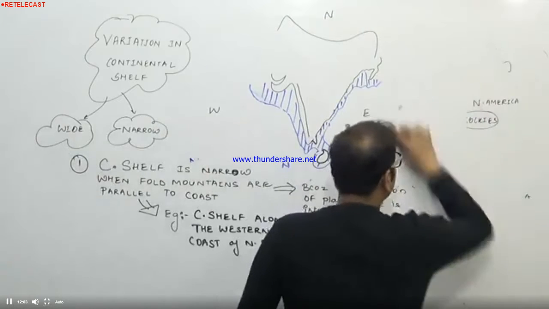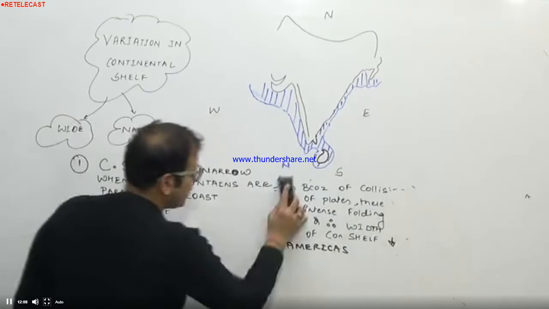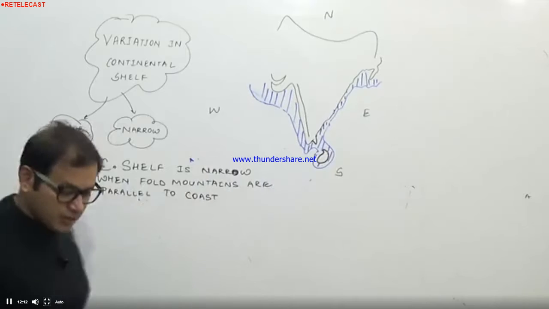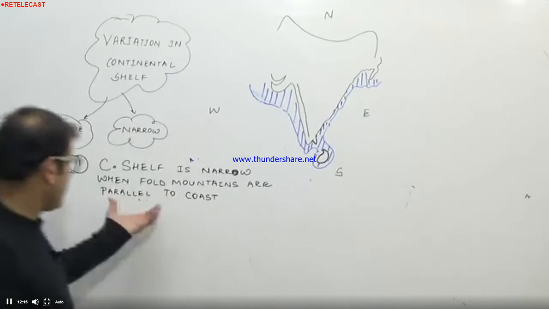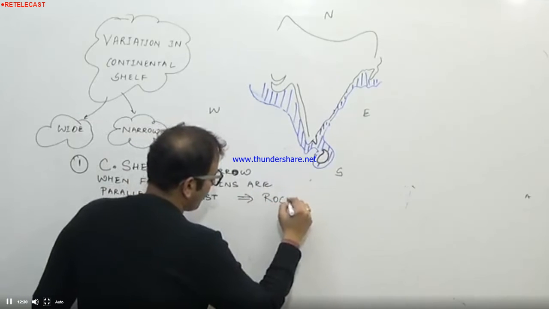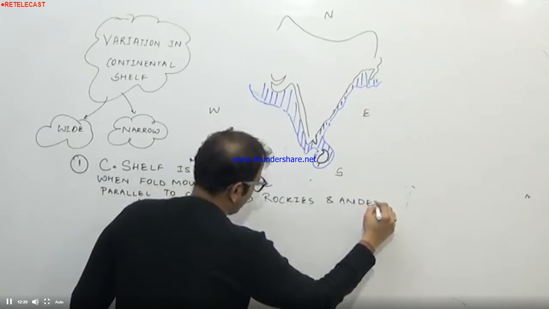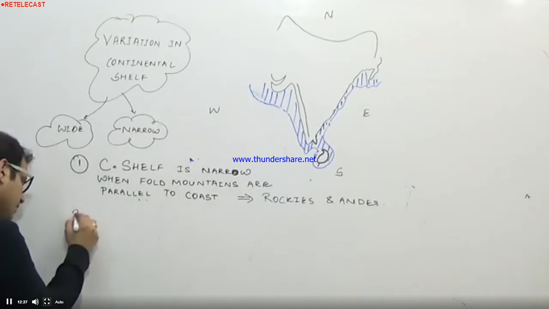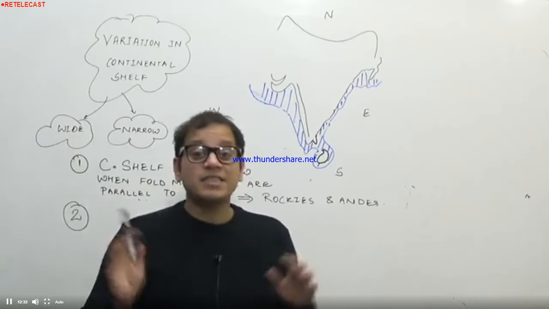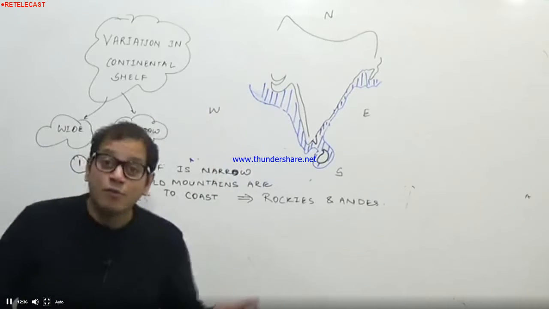Because what we have written, the continental shelf, I will rub this, only keep the condition. You just remember, the examples here are the Andes and Rockies mountains. The examples are Rockies and Andes. So the second is, now what is the Western Ghat? The Western Ghat is not a fold mountain. So the continental shelf is narrow only when the fold mountain is there.